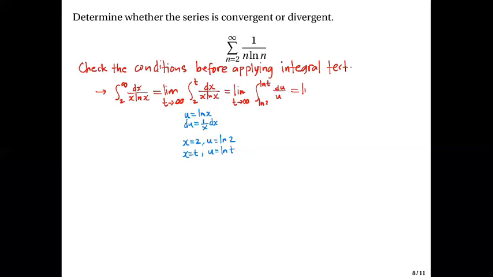And that's an easy integral problem. So we have the limit as t approaches plus infinity of ln of the absolute value of u, evaluated from ln 2 up to ln t. And therefore we have the limit as t approaches plus infinity of ln of the absolute value of ln t, minus ln of the absolute value of ln 2.